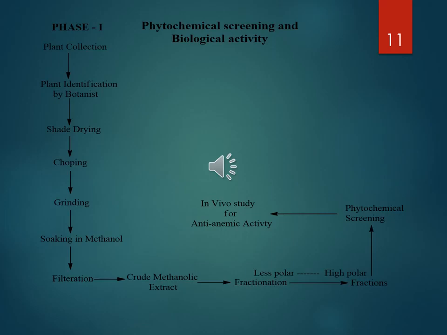The next step is shade drying. At this step, the whole plant material is placed in the shade for drying. This is carried out within 7 to 15 days. After that, the whole plant material is chopped and ground using a pestle and mortar, or a crusher and grinder if the quantity of plant material is huge. After that, the powder material is dipped in methanol. Here it takes 20 to 30 days if the plant material is in large quantity, and a few hours if the plant quantity is less.